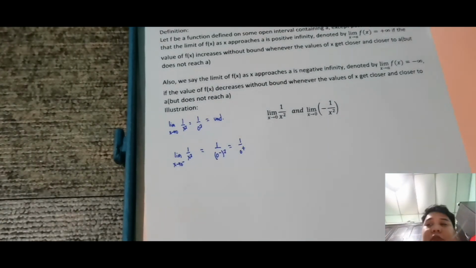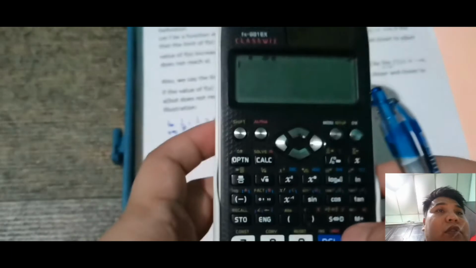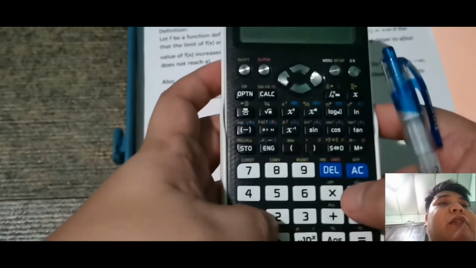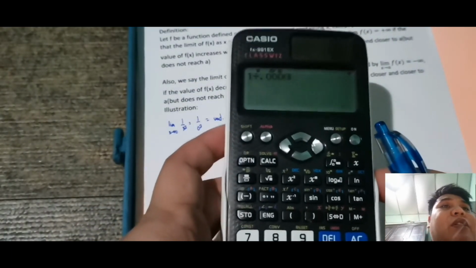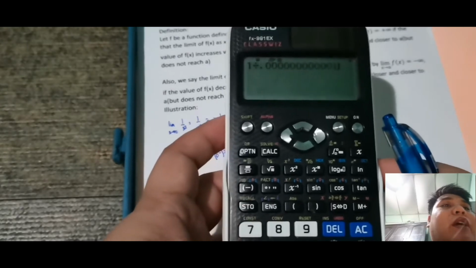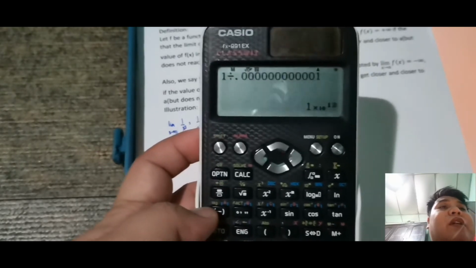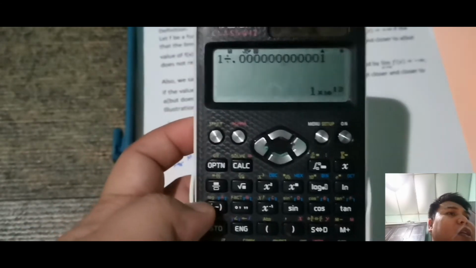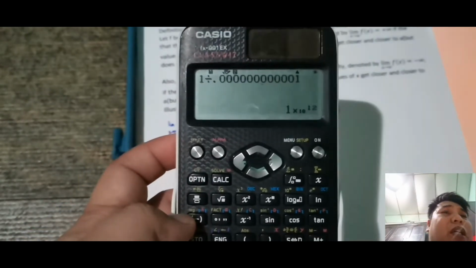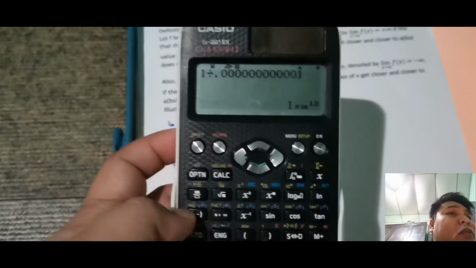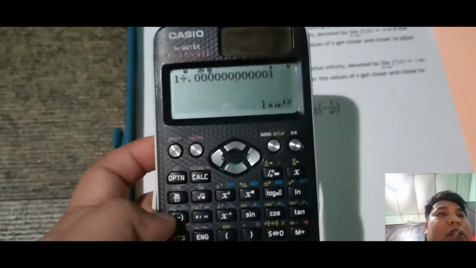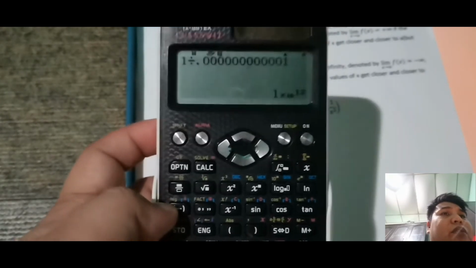Napakaliit nun. So assuming natin is 1 divided by 0.00000001. Dinivide ko for example dyan, that is 1 times 10 raised to 12. Lumaki. Naging 1,000 or 1 billion something. Or 1 trillion. I don't know kung ilan yan. Basta 1 trillion or something or 1 quintillion. So, kung ano man yan.